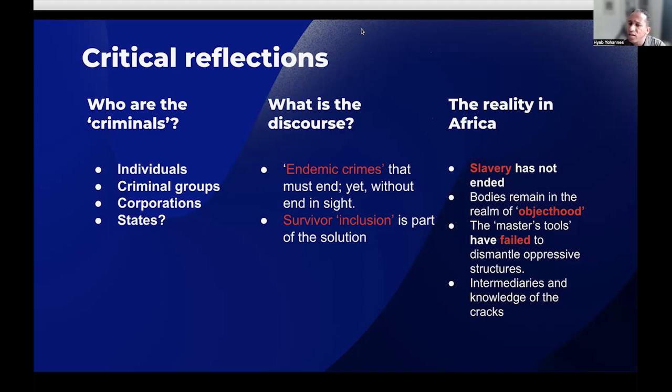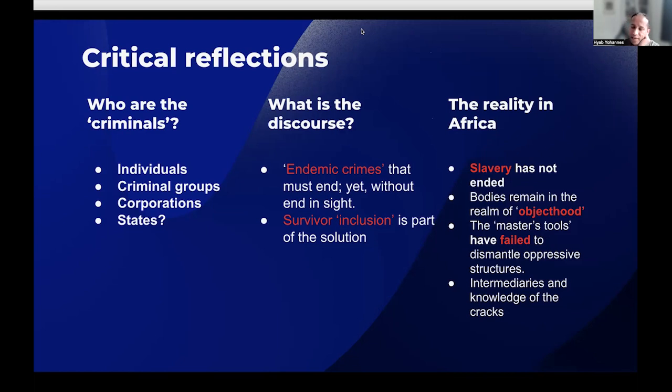And there is also discourse around the master's tools having failed to dismantle oppressive structures of inequality, structures of masculinity, structures of imbalances in interstate relationships, and structures of violent borders. All of these things created the conditions for trafficking and what is called smuggling to flourish.